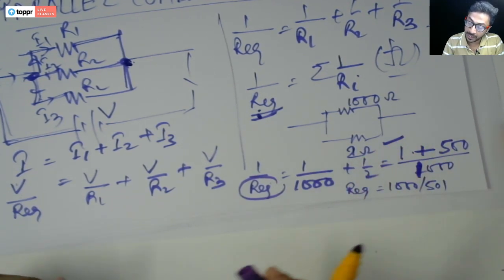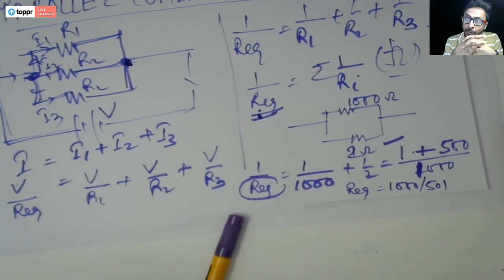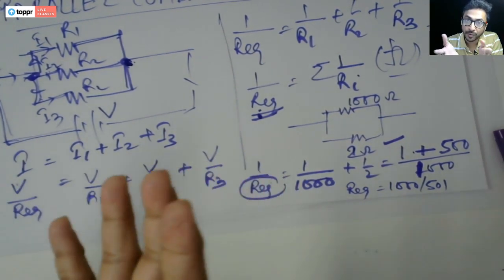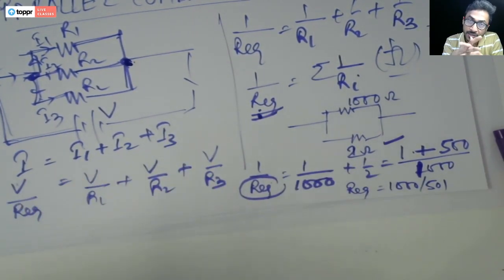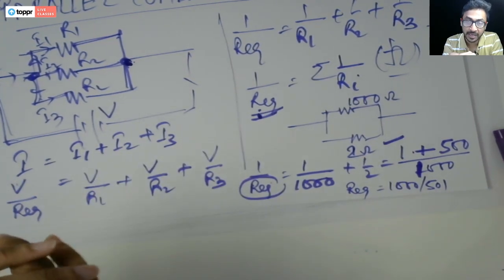If you want to discuss what kind of circuit, what kind of resistance we'll use: when we need a high value of resistance, we'll go for series combination. When we need to decrease the resistance of a circuit, we go for parallel combination. We do have specific examples for it.